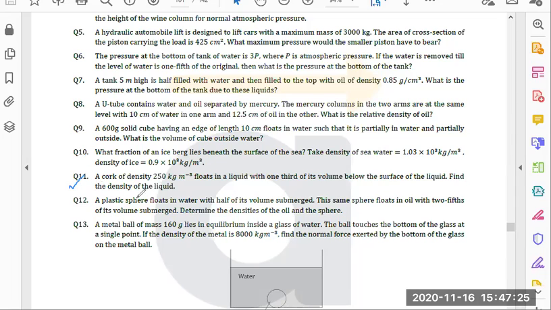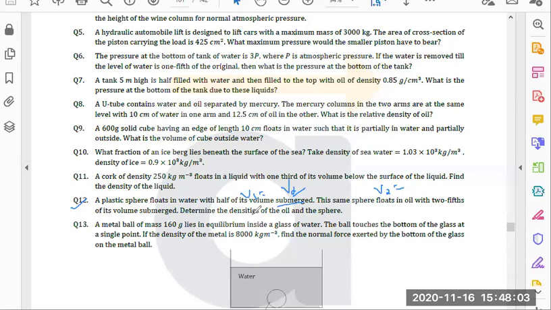11th one. A cork of density 250 kg per meter cube floats in a liquid. Again, these all are based on buoyancy. Same as 9th and 10th. 12th. A plastic sphere floats in water with half of its volume submerged. So volume displaced is given, right? Okay. Now this same sphere floats in oil with 2/5 of volume submerged. So this is V1 and this V2 is 2/5, right?